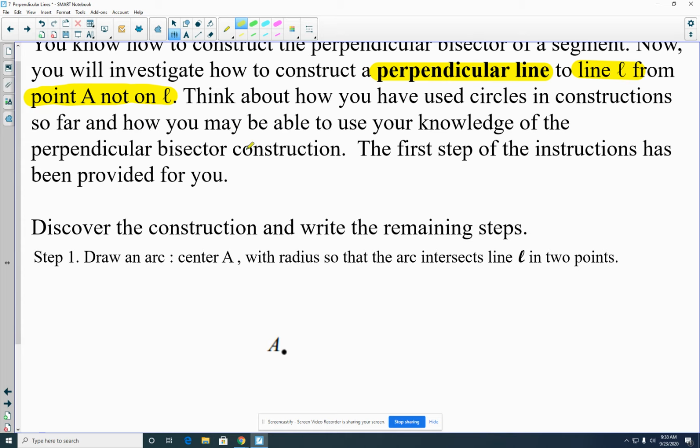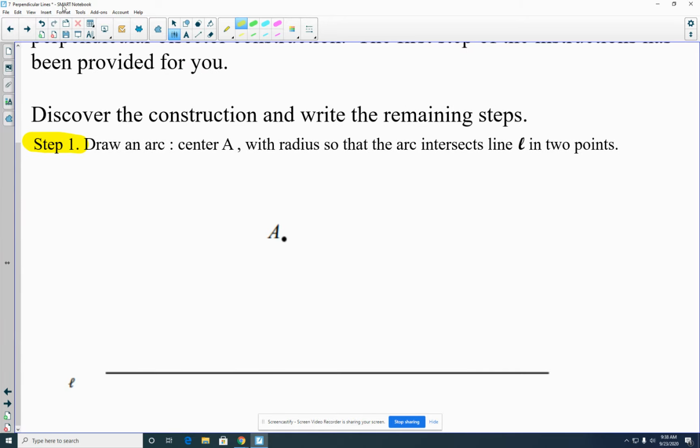And we're going to start with this. Think about how you have used circles in constructions so far, and how you may be able to use your knowledge of the perpendicular bisector construction. So somehow we're using the perpendicular bisector construction along with circles to get perpendicular lines. Now, the first step, we're nice enough, we're telling you the first step. So we're not going to make you struggle too much.